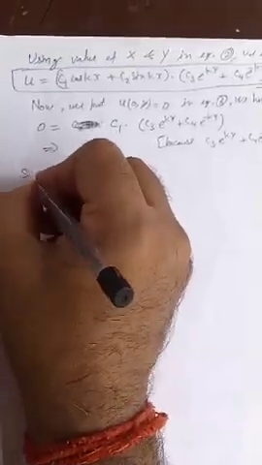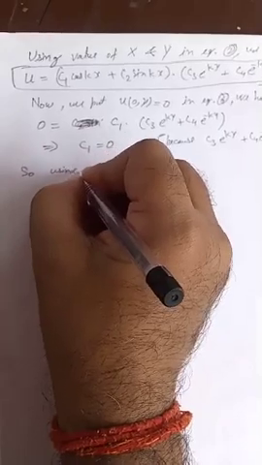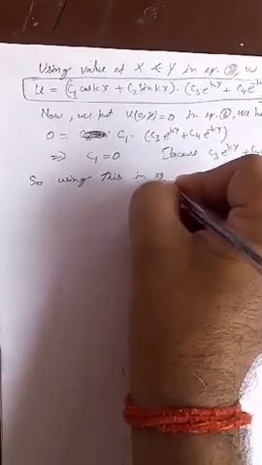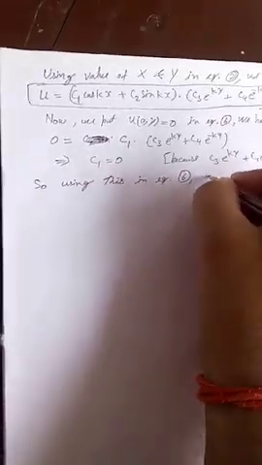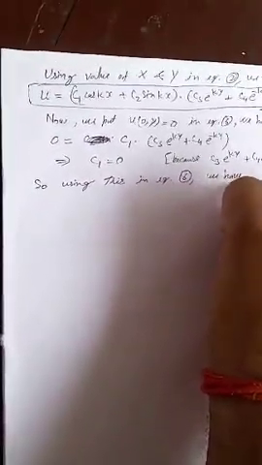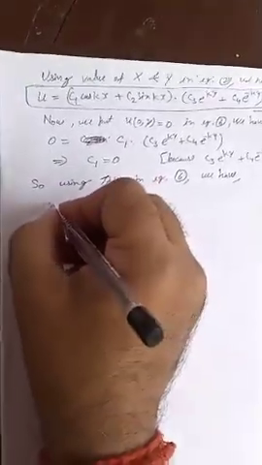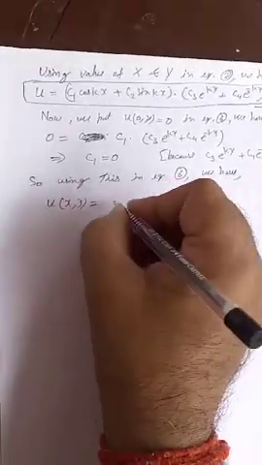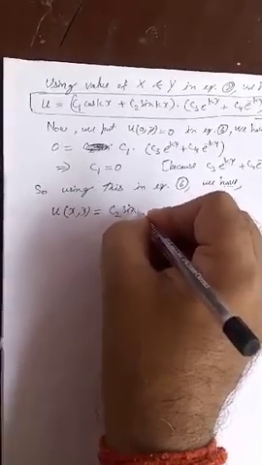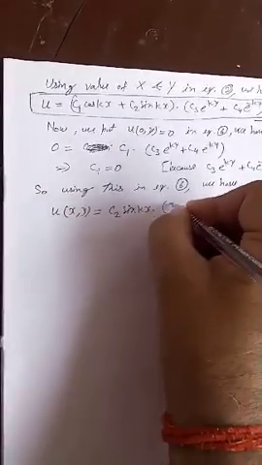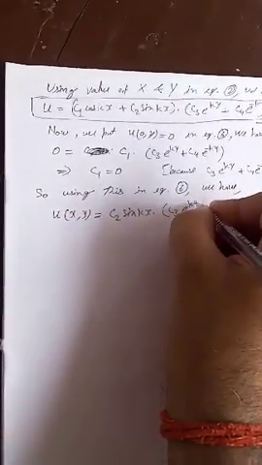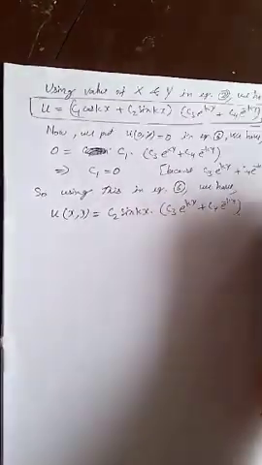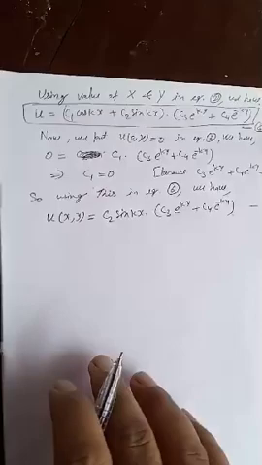So using this in equation 6, we have u of x comma y equal to C2 sin of kx into C3 e to power ky plus C4 e to power minus ky. This will be equation number 7.